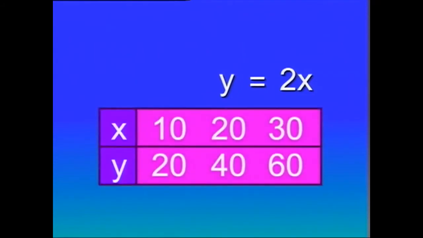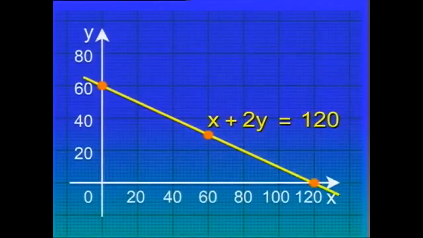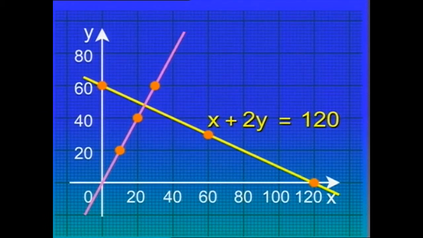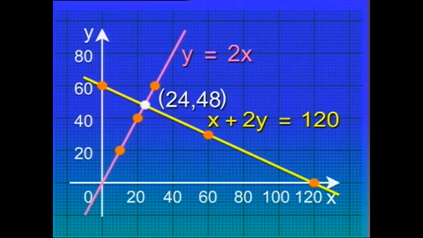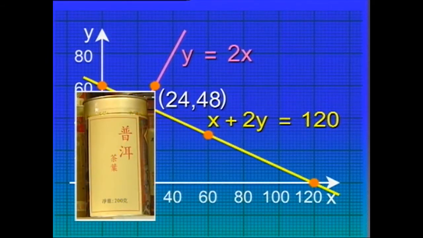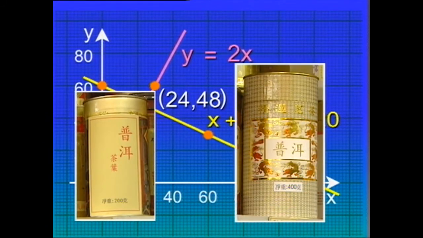The second equation is y equals 2x. The two straight lines are drawn, and their point of intersection is (24, 48). That is, x equals 24 and y equals 48. So I need 24 small boxes and 48 big boxes.